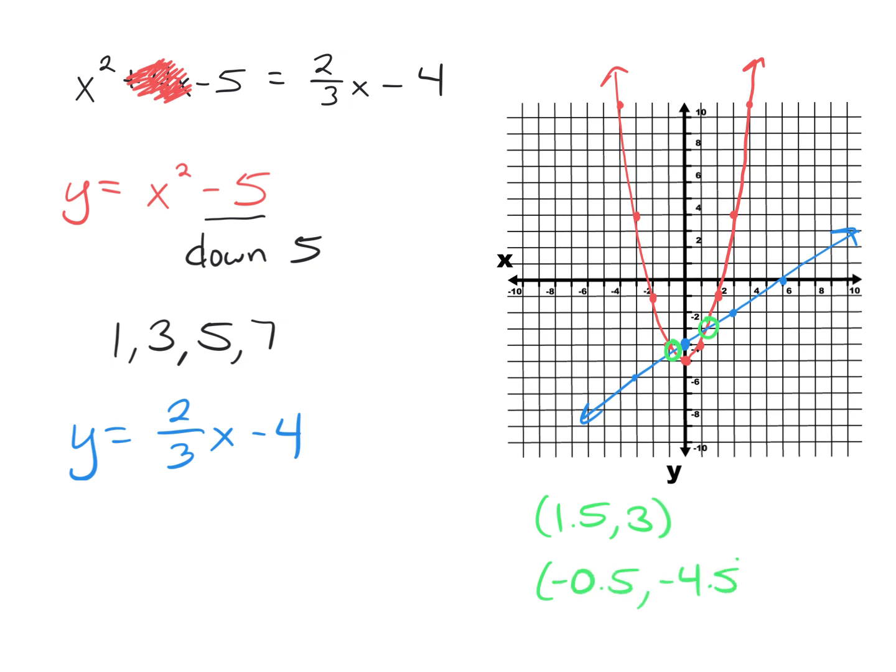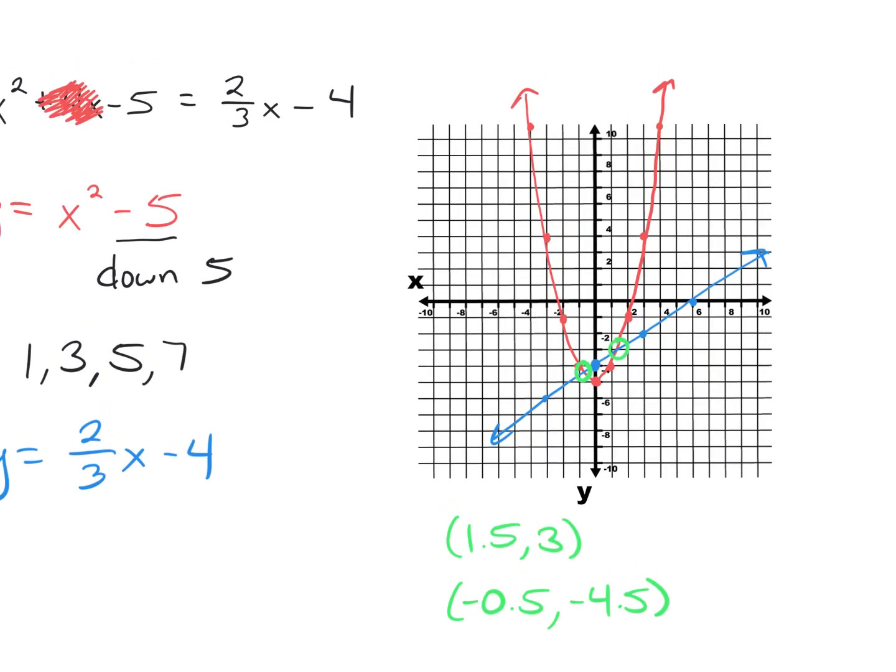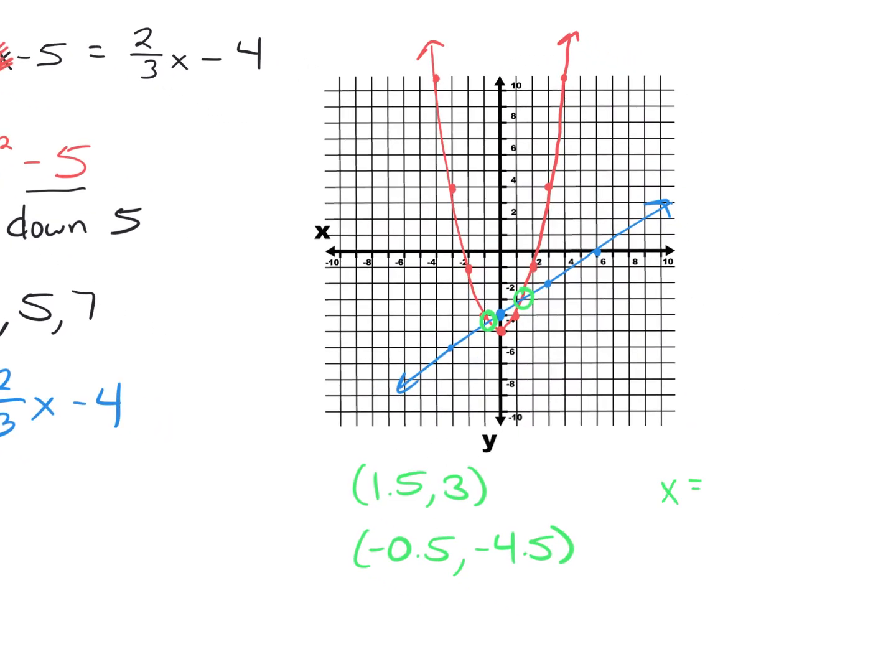-4.5. I like it. Okay, on this one, what would my x values be? 0.5, -0.5 and 1.5. Yep. What would my y values be? -3, -4.5. Careful. Oh, it is -3, -4.5. Awesome.